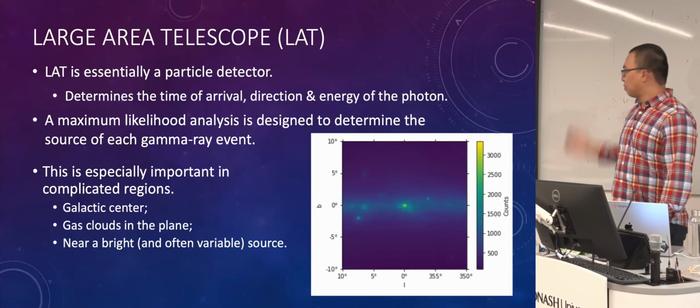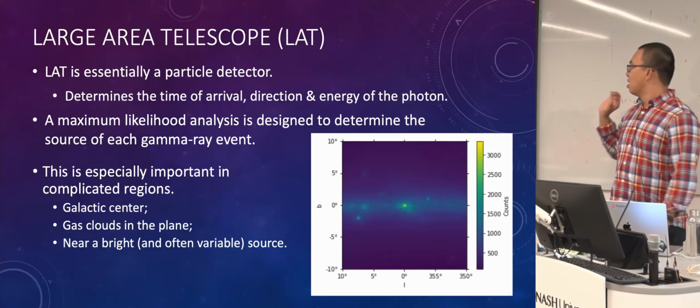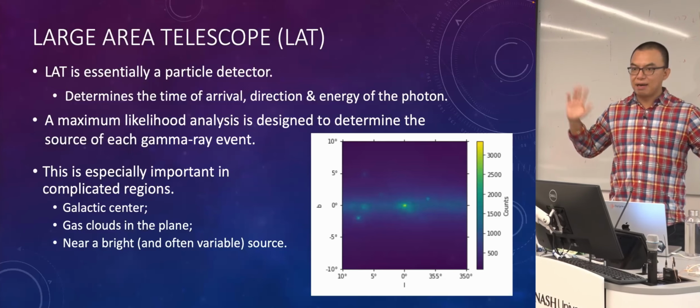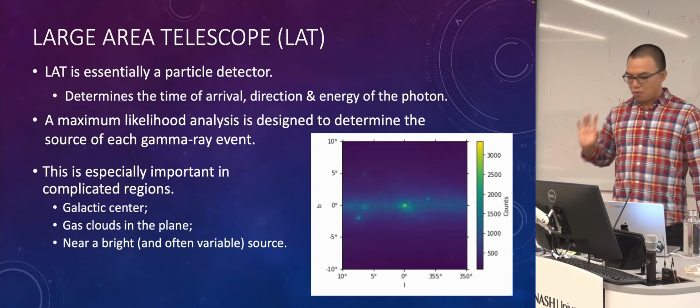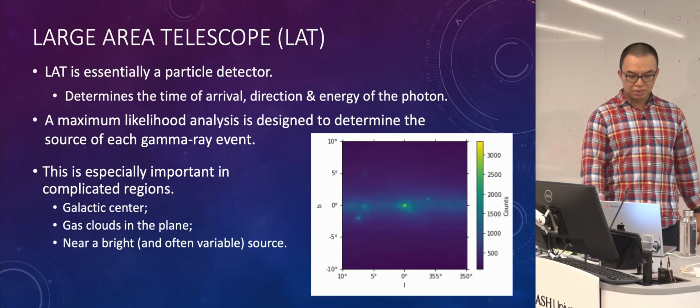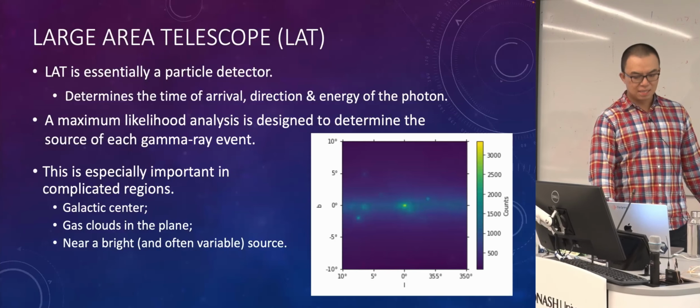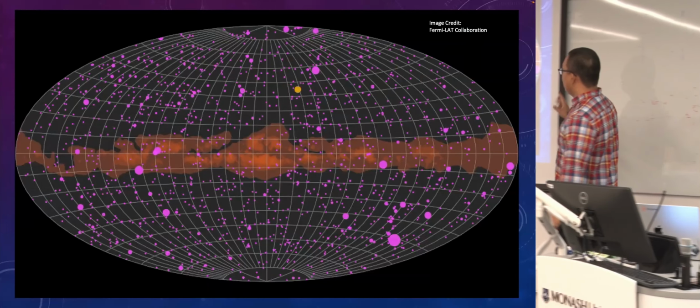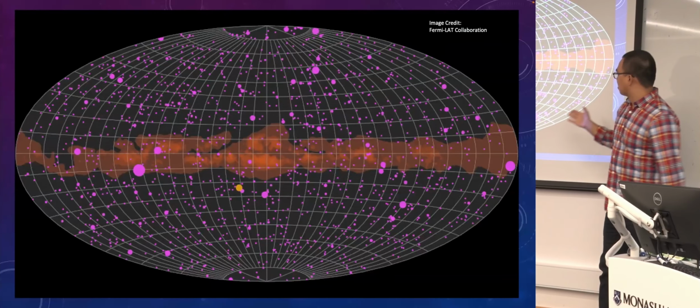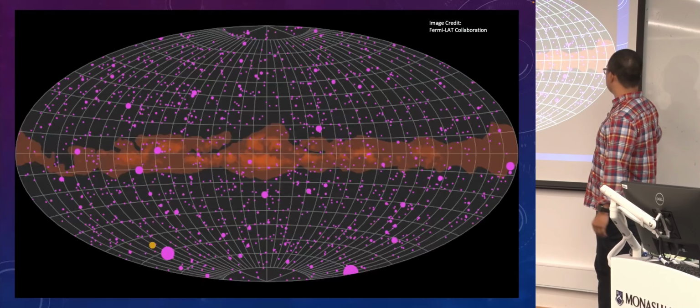We have to very carefully assign photons to which source it belongs: the background, the cloud, or the source that we're interested in. Also, a lot of these bright gamma ray sources are often variable, so that's something we need to take into consideration. This is actually a new animation that I just found last week that Fermi published.